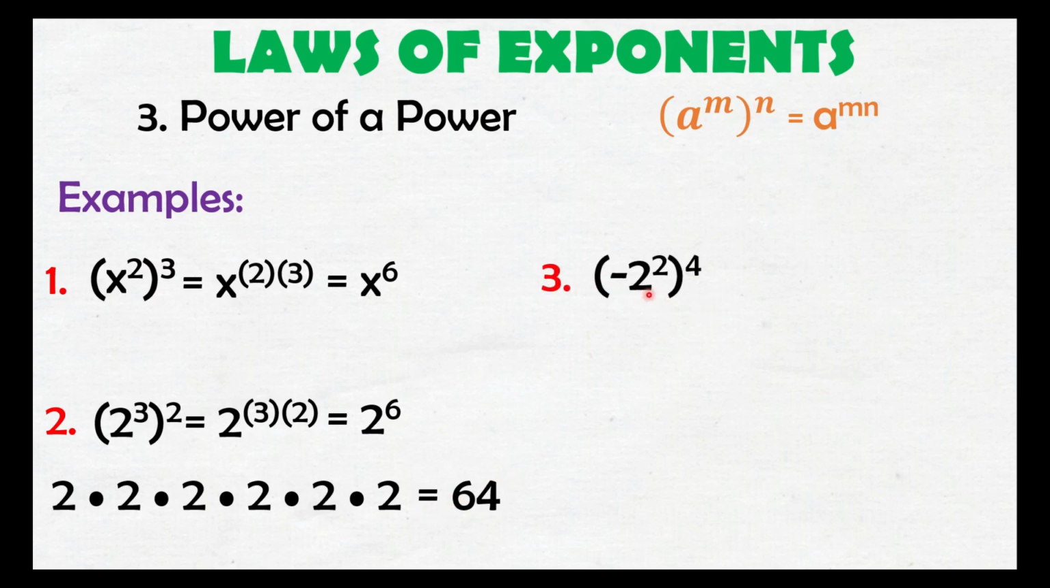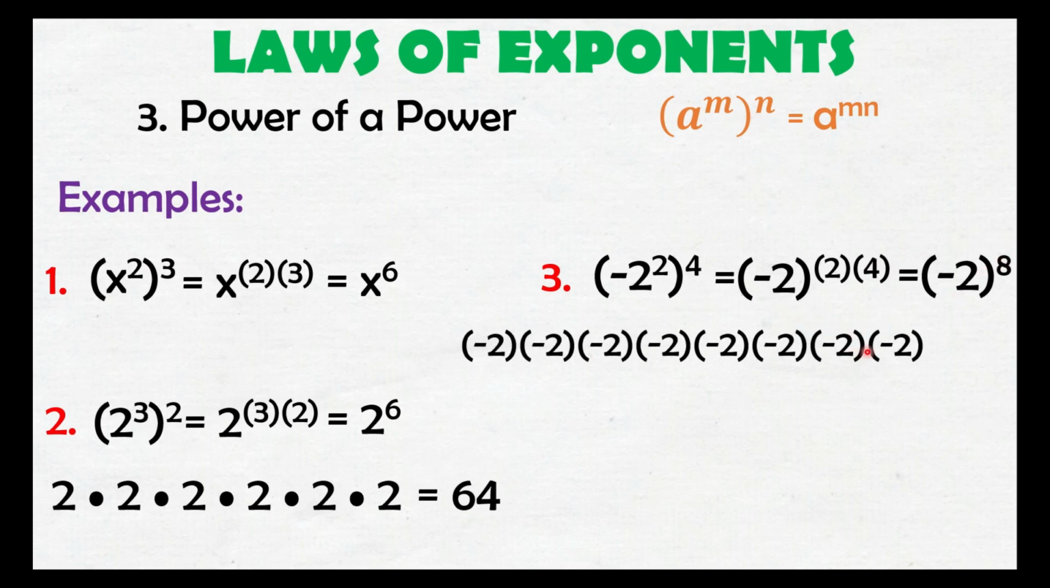Another example is quantity negative 2 squared raised to 4. So, multiply lang natin yung exponent, mga exponent, 2 at saka 4. So, ayan, quantity negative 2 raised to 2 times 4. So, makukuha natin ay quantity negative 2 raised to 8. So, 2 times 4, that is 8. And then, expand natin. Uulitin natin ng walong beses si negative 2. So, pag imultiply natin yan, ang makukuha natin answer ay positive 256. So, makikita natin dito na even number yung exponent, kaya positive yung makukuha nating answer.